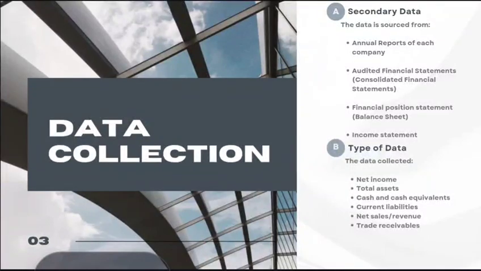Next is how the data was gathered. This project uses secondary data, meaning I didn't collect it myself through surveys, but pulled it from existing public sources, specifically each company's annual report, their audited consolidated financial statements, the financial position statements or balance sheet, and the income statement. From these documents, I extracted 6 key figures for each company, which are net income, total assets, cash and cash equivalents, current liabilities, net sales or revenue, and trade receivables. These 6 numbers are the building blocks for all the ratios I calculate later.